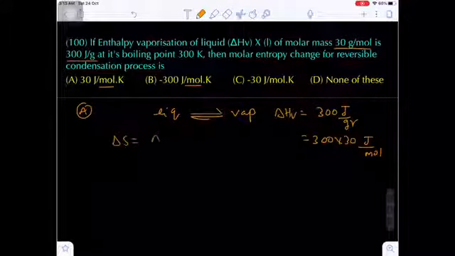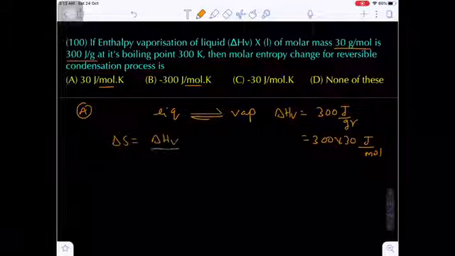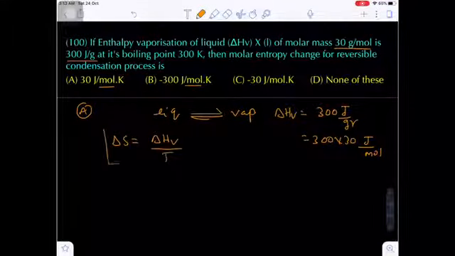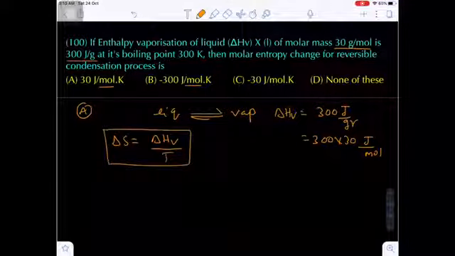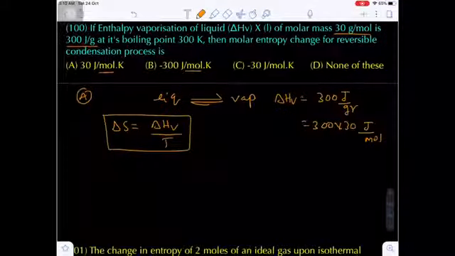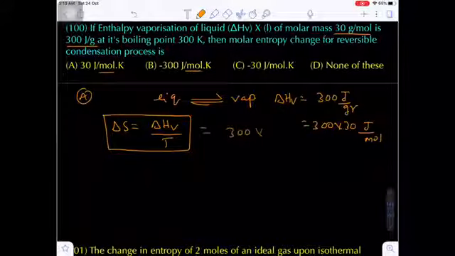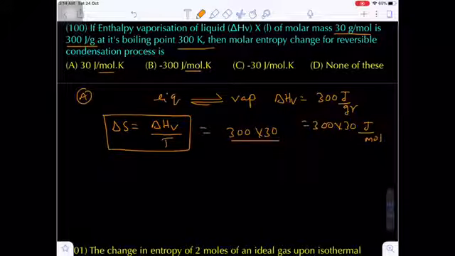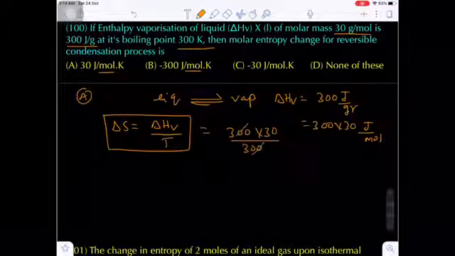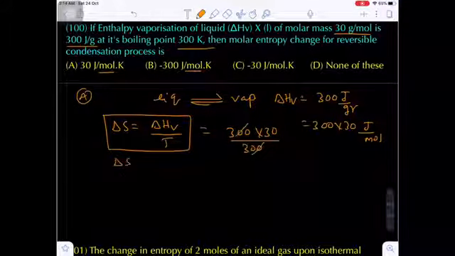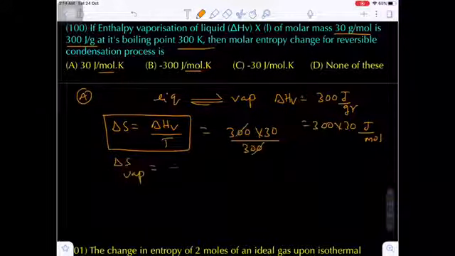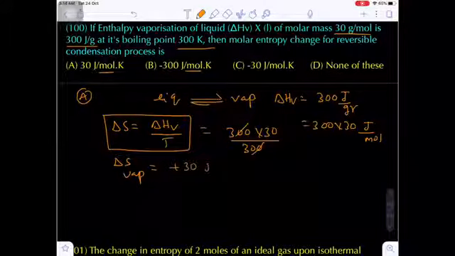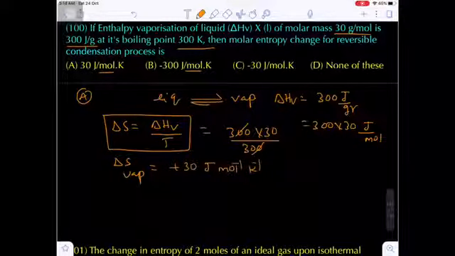Now what is the delta S? Delta S is equal to delta H V upon T. Just now I explained the phase transition, phase transformation. Now here what will be the delta H value? 300 into 30. And the temperature given is 300 Kelvin. So overall, the entropy change of vaporization will be plus 30 joule per mole per Kelvin.